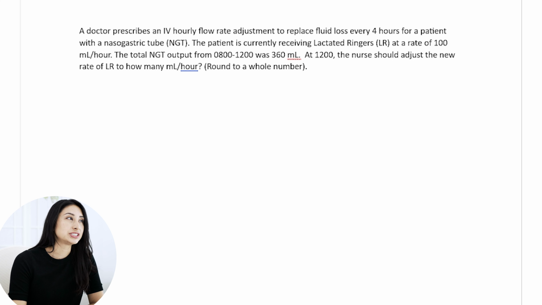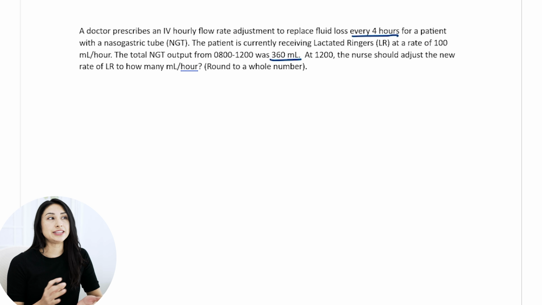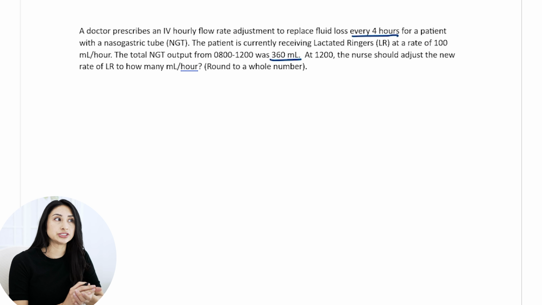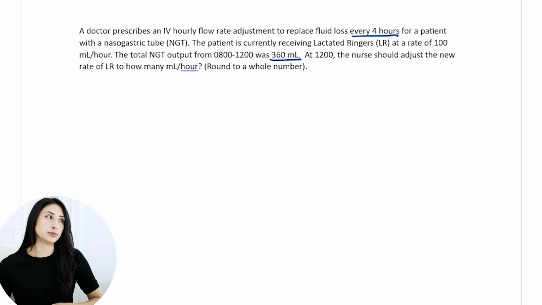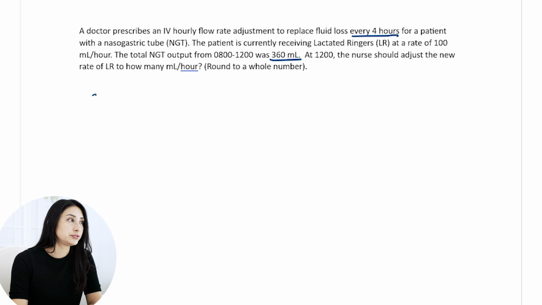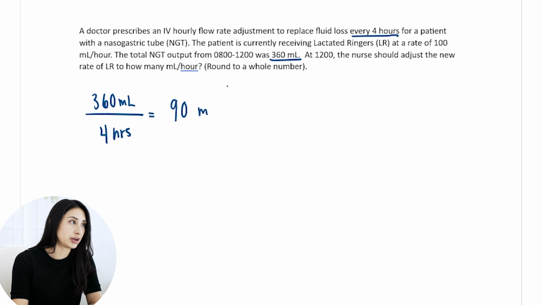So with this question, I'm going to look first at how much my patient has lost. So they have lost 360 milliliters. And again, my doctor's order says that every 4 hours I need to replace that. Again, I need to replace 360 milliliters for this patient over the next 4 hours. So I'm going to divide those 360 milliliters by those 4 hours. And that should equal 90 milliliters per hour. But this is not my answer.